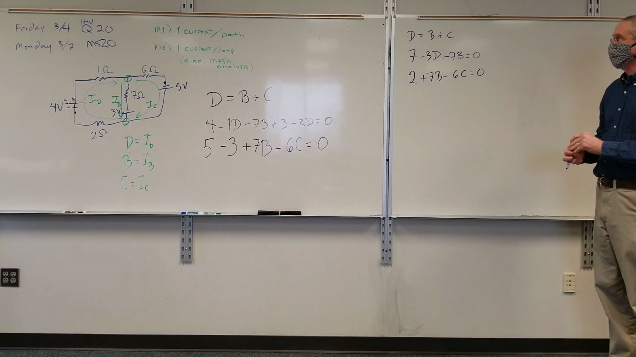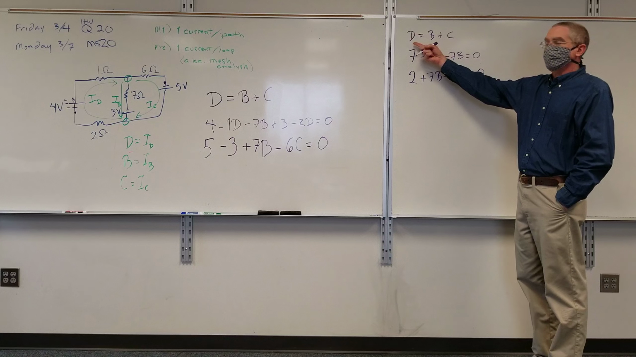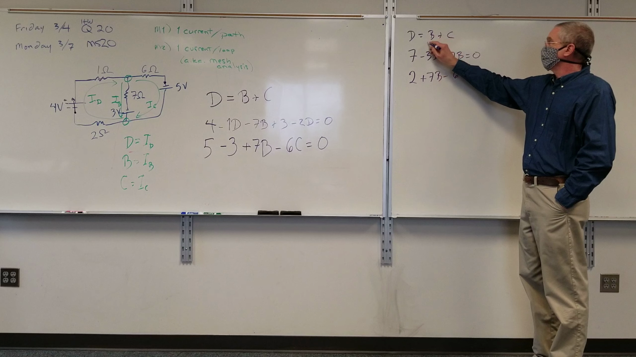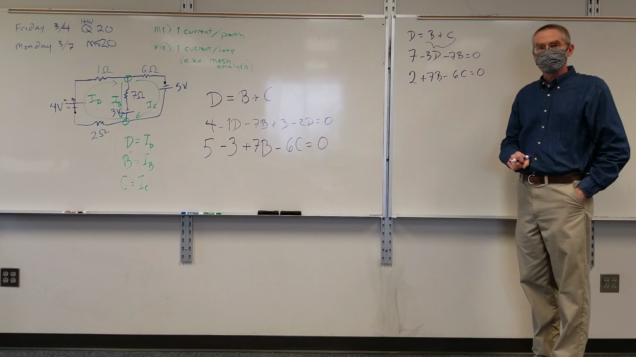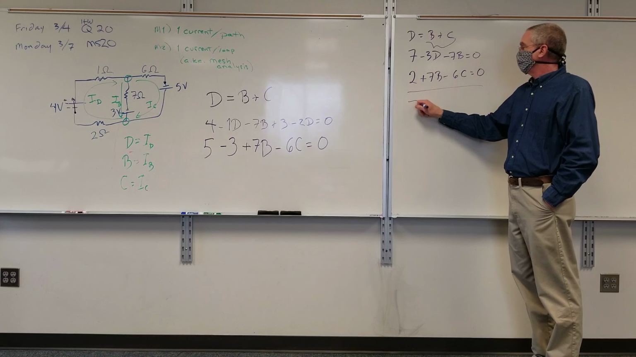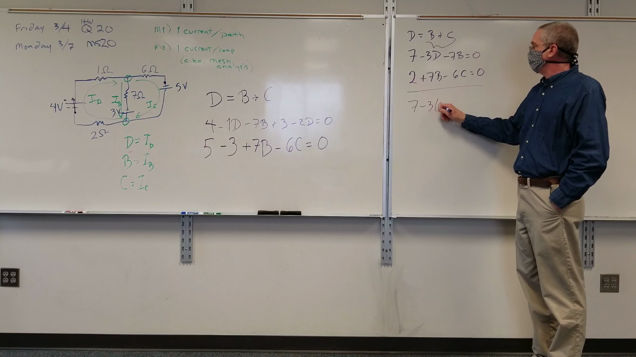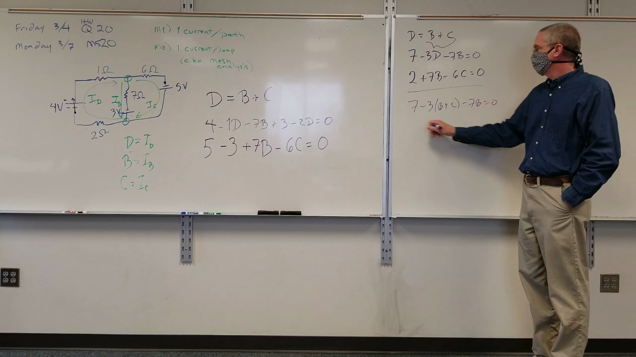So the first technique I want to do is just substitution. Because I have what value of d right there. D is b plus c. So what I'm going to do is just put b plus c in for d there to get rid of one of my variables. So I have 7 minus 3 times b plus c minus 7b equals 0.